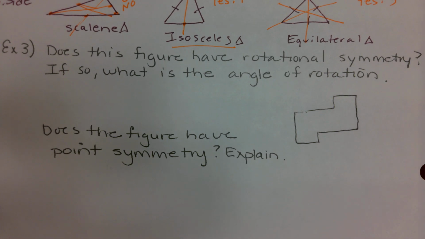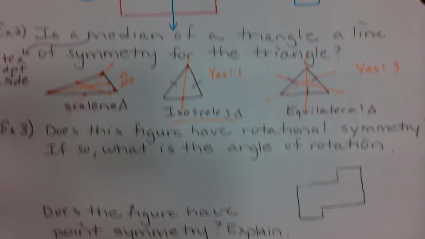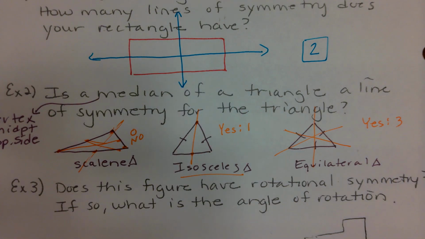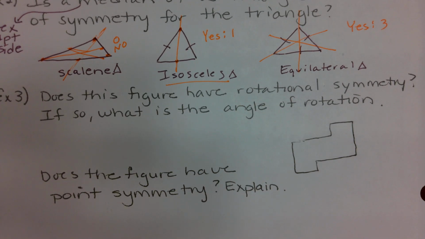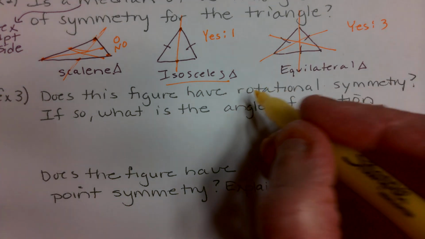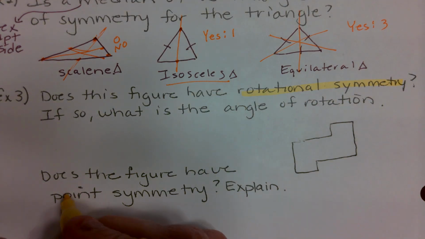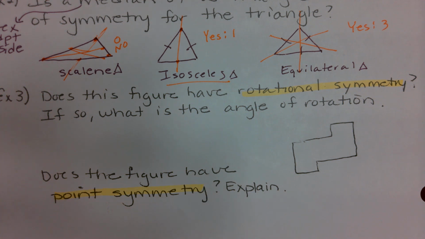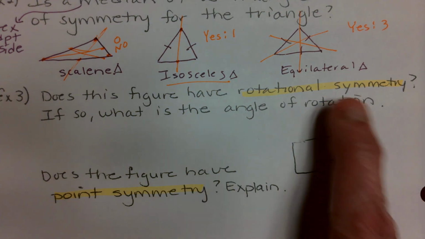Okay, so that's line symmetry. So going back to the top, that's what we're talking about there, where when you draw a line, does it have symmetry? Then we get rotational symmetry, and that's what we're going to talk about next. Does this figure have rotational symmetry? If so, what's the angle of rotation? And then here it's like, does it have point symmetry? Well, right away, when I see point symmetry, I'm thinking, well, yeah, if it has this and it's 180, then this is true. So let's just see what we got here.